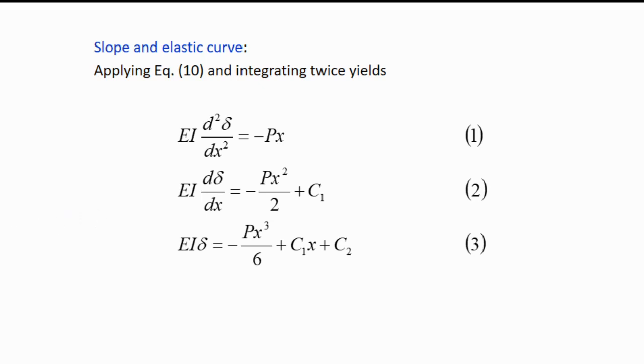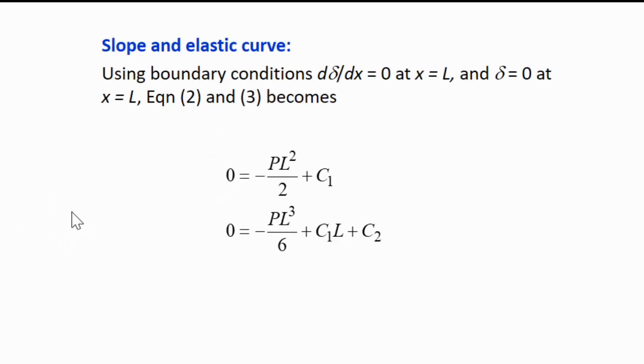As we have two constants of integration, C1 and C2, we need two boundary conditions. We can see from the beam that it is supported at the end and it is a fixed support. So we have two boundary conditions. At a fixed support, as we know, deflection equals 0 and slope equals 0. So we can write at x equals L, slope equals 0, dy/dx or dδ/dx equals 0. Similarly, at x equals L, δ equals 0.